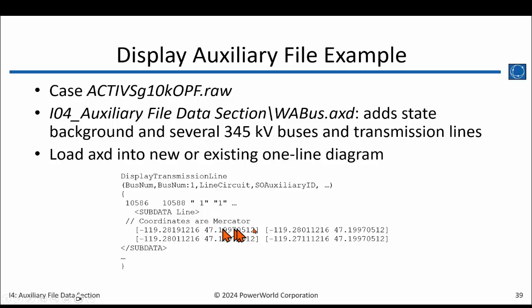And then there's some subdata which shows the vertices of where that line's drawn. So this could be used to change the routing of a transmission line, and say that the coordinates might be locations of towers. So you can represent the routing on a geographic one-line diagram in a way that reflects how the line is actually routed.